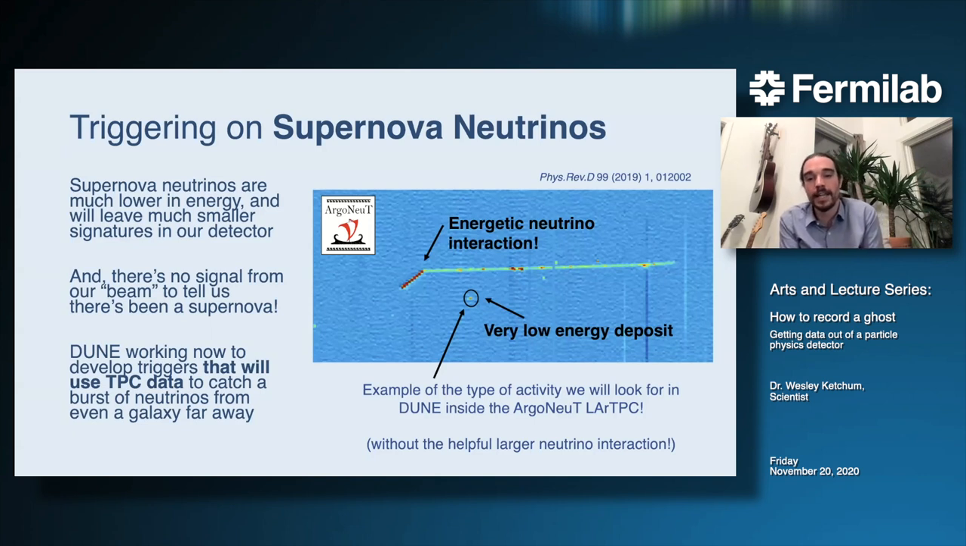And an example of what that would look like is over here on the right. This is a neutrino interaction that happened in a different liquid argon TPC, the ArgoNeuT detector. The neutrino interaction there is rather energetic. But if you look closely, there are some little blips that are a little farther away from the neutrino interaction. Those are low energy deposits from either photons or neutrons that come off of the interaction. Those are the kinds of blips that supernova neutrinos will leave in our detector in DUNE, at a similar energy. And so that's the kind of activity that we're going to need to learn how to trigger on and pick up in our detector, in the future DUNE detectors.